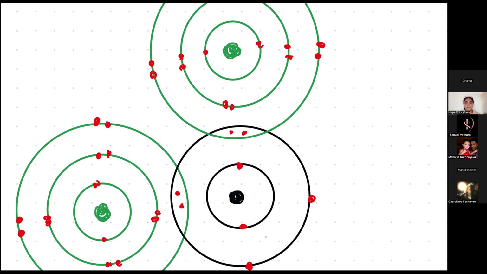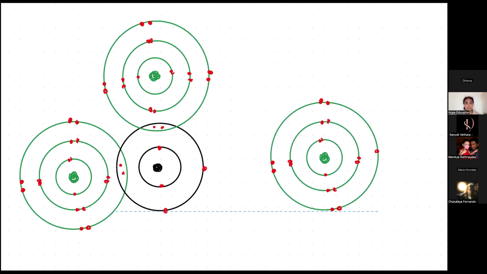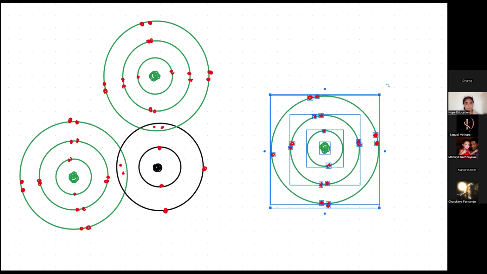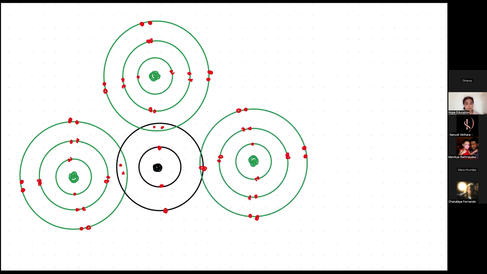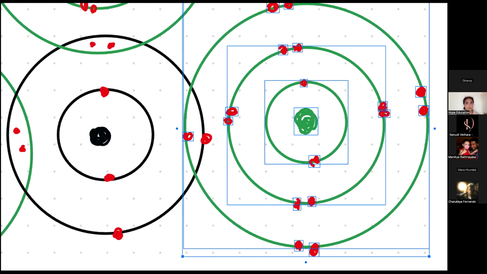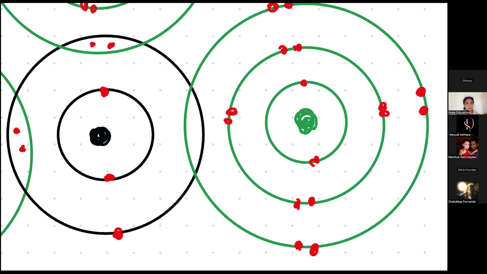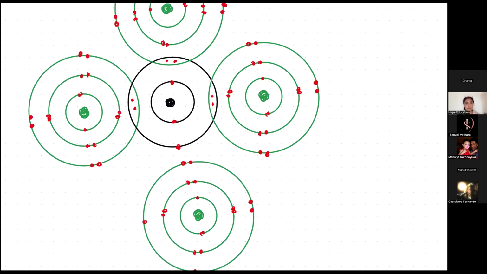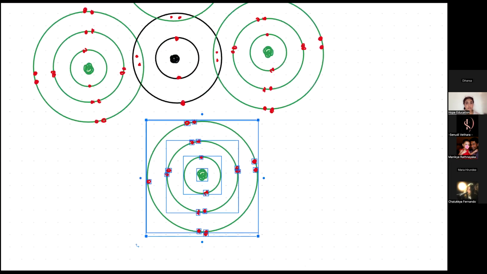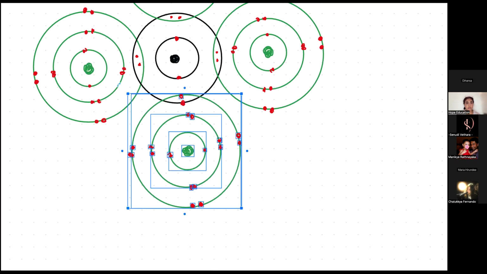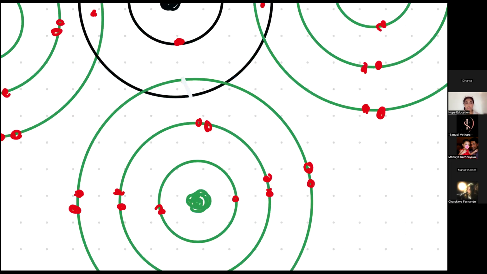Then this is again chlorine. It comes here and shares electrons. So here electrons are shared. And then it will come here. And here electrons are shared.